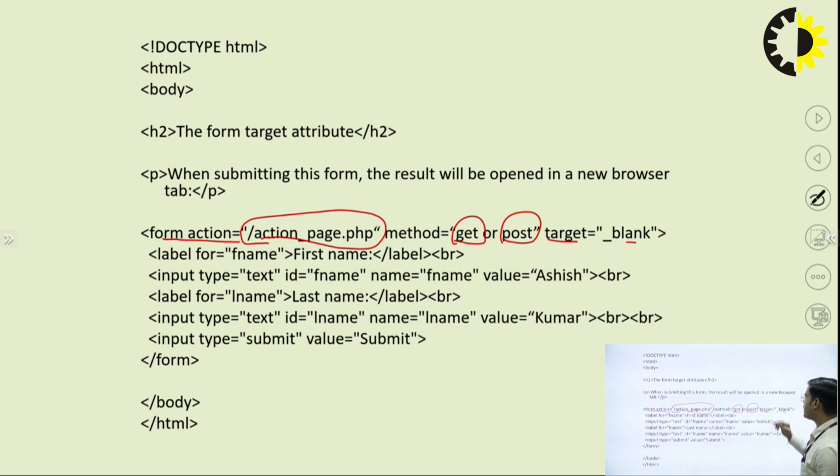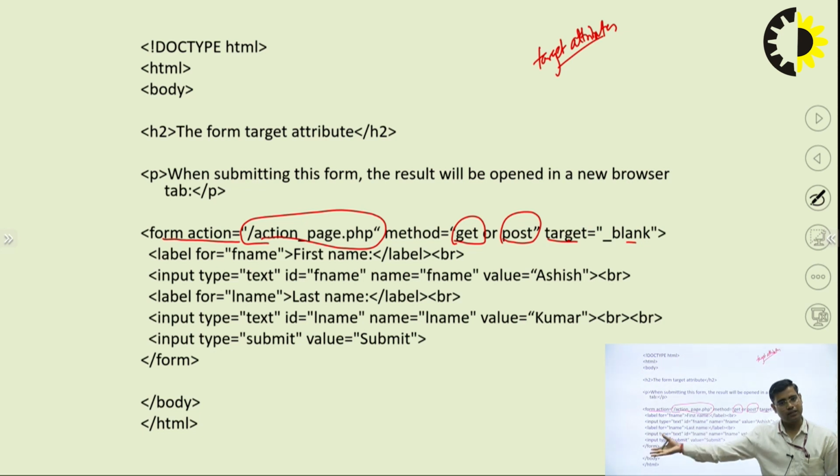So the target attribute specifies where to display the response regarding the form submission. When you click on the submit button, some action is performed, the data is collected on the server, then the server responds according to the user request, and the response is displayed in your web page. So the target attribute specifies the response.